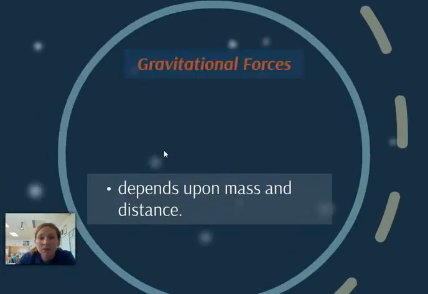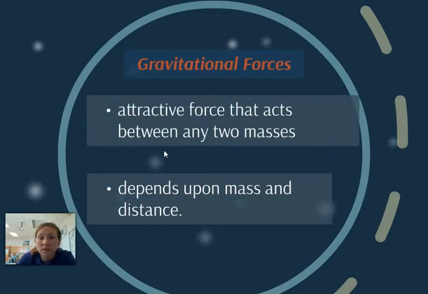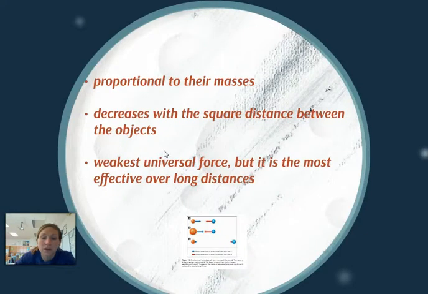Now, gravitational forces depend heavily upon mass and distance, and it is an attractive force that acts between any 2 masses. The strength of the force is proportional to the mass of the 2 objects. It also decreases with the squared distance between the objects, or in other words, the further something gets away from another object, the gravitational force will decrease. It is the weakest universal force, but is the most effective over long distances.